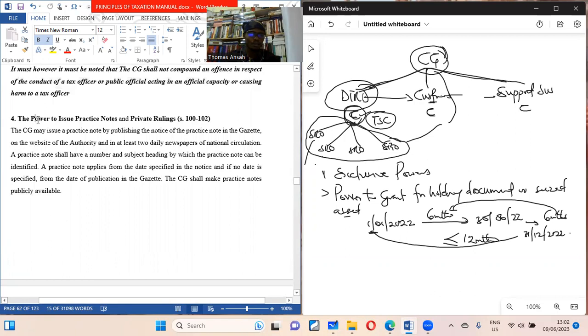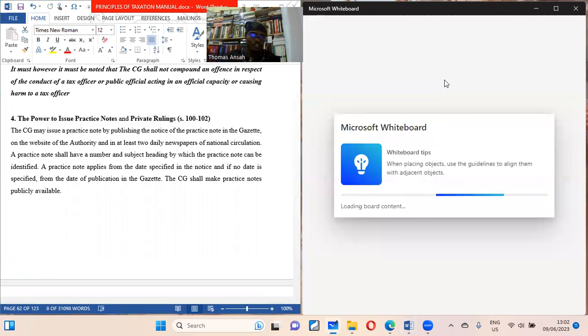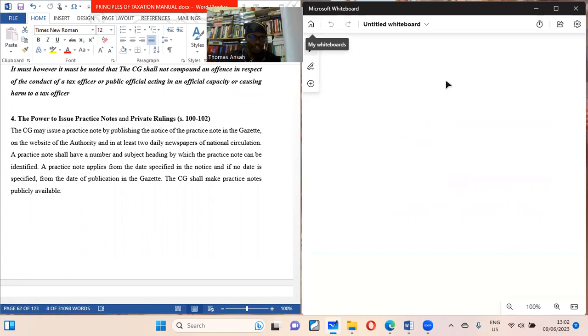Then we talk about the power of the Commissioner General to issue what we call practice notes and private rulings. These are two key things. When we look at Section 100 to Section 102 of the Revenue Administration Act 915, that is where these are treated. Now, the practice note is a document that explains the Commissioner General's opinion about the provisions of the tax law.